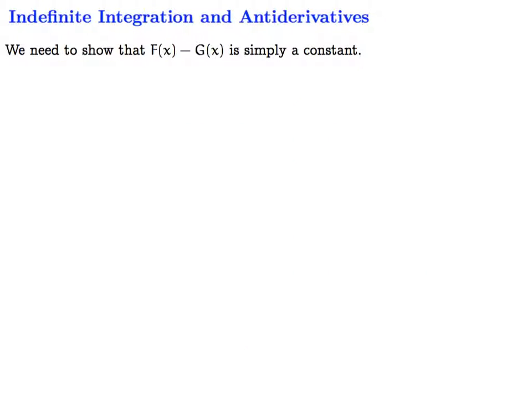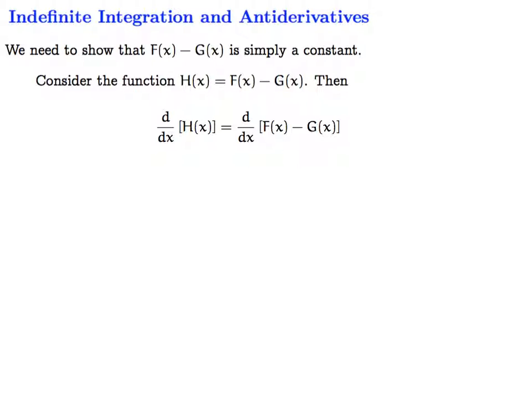The other part isn't so bad either, that when we subtract the two of them, we get a constant. Because once again, all we have to do is take their derivative. Let's consider a function h of x. Suppose we take these two things and make them into a function. Well, let's try to take the derivative. We just take the derivative of the inside.